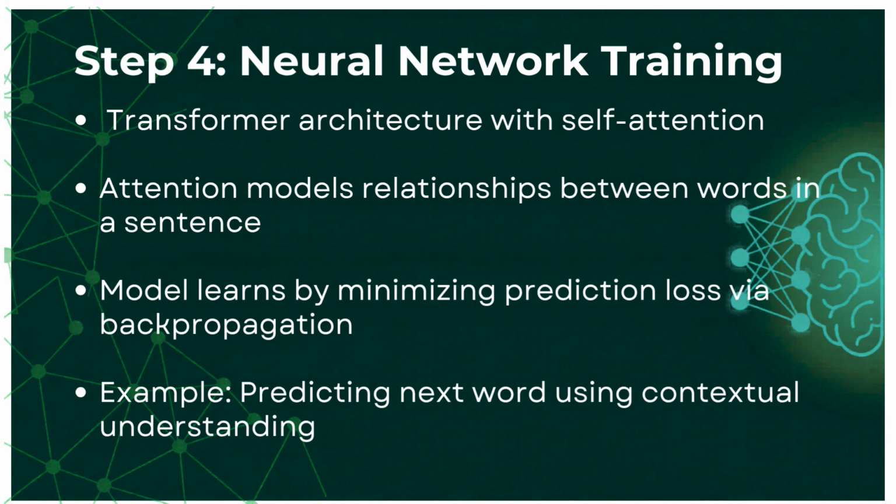Next comes the neural network training step, which is the heart of an LLM, the training phase. Here, the model uses a special architecture called a transformer, which allows it to pay attention to relevant words in a sentence, even those far apart. During training, the model predicts missing words, evaluates how wrong it was, and updates itself. It repeats this process billions of times. This is where the model starts gaining true language understanding.